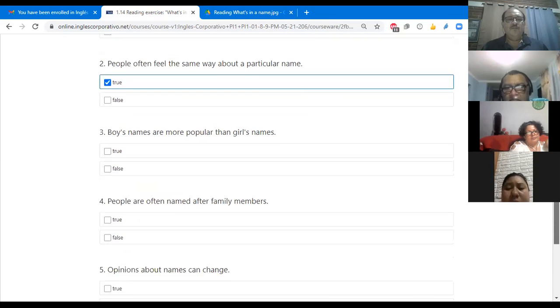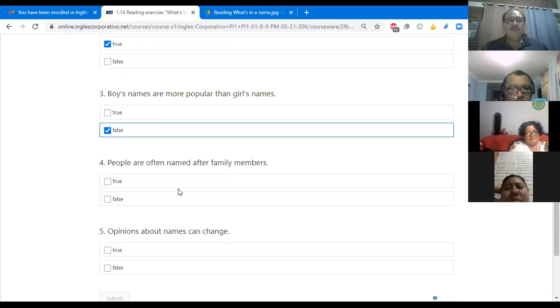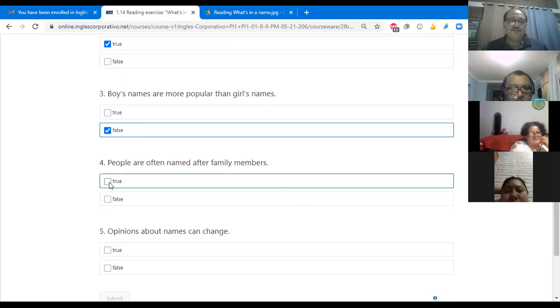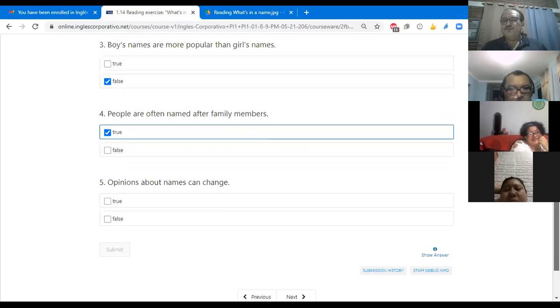Let's see. Boys' names are more popular than girls' names. False, right? They didn't say anything about that. People are often named after family members. True. Often, right? Not always, often. It's my case. It's your case, right? Yes. Which one? Eugenia or Asuncion? Eugenia. Yes, Eugenia. It's coming from my great grandmother. My great grandmother was Eugenia. My mother is Eugenia. I'm Eugenia, and I have a niece, daughter.